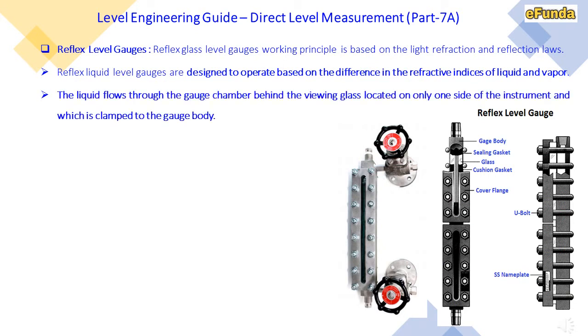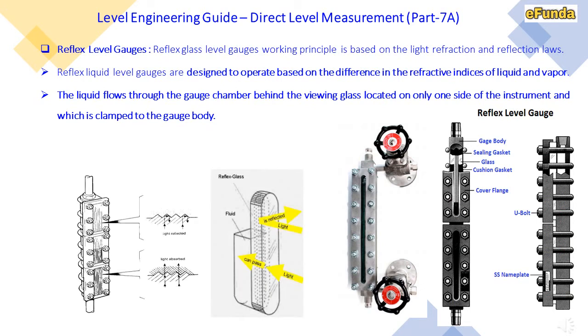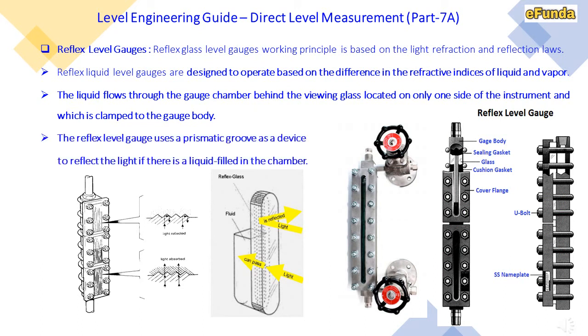The liquid flows through the gauge chamber behind the viewing glass located on one side of the instrument, which is clamped together to the gauge body. One can see in the figure where the reflection glasses are being used. The reflex gauges use prismatic grooves as a device to reflect the light if there is liquid filled in the chamber.